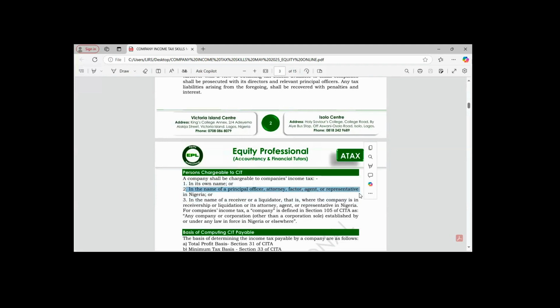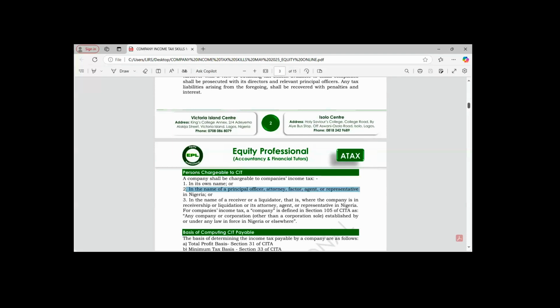A company will also be liable to tax in the name of their liquidator, or in the name of receivership or attorney, in the case of liquidation of the company. So those are the scenarios where a company will be liable to tax.